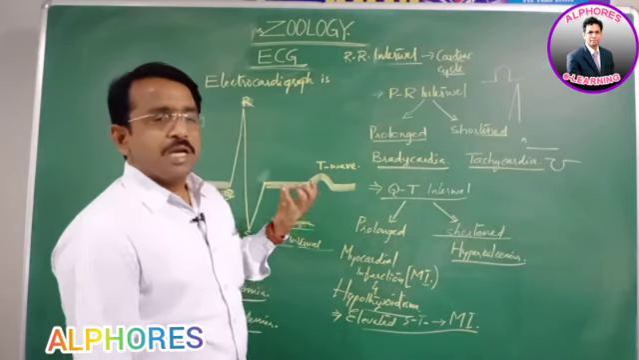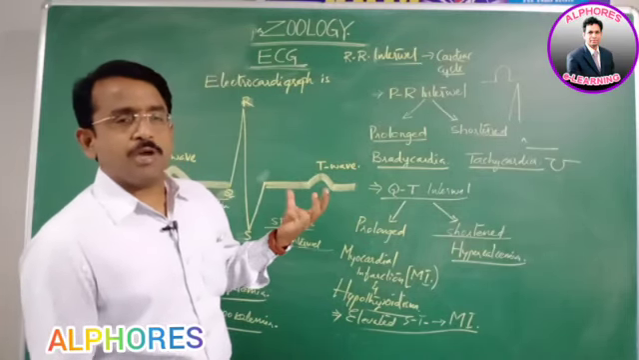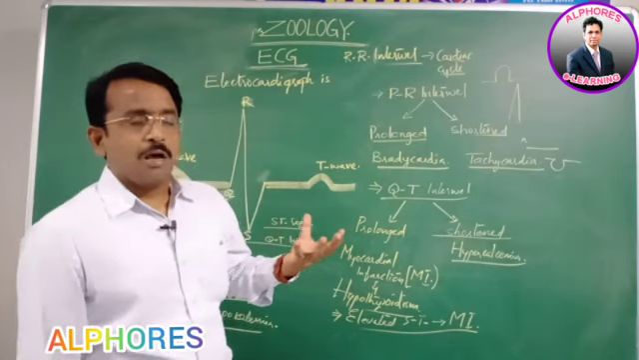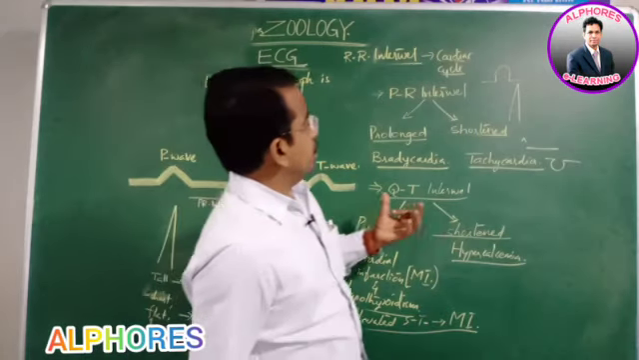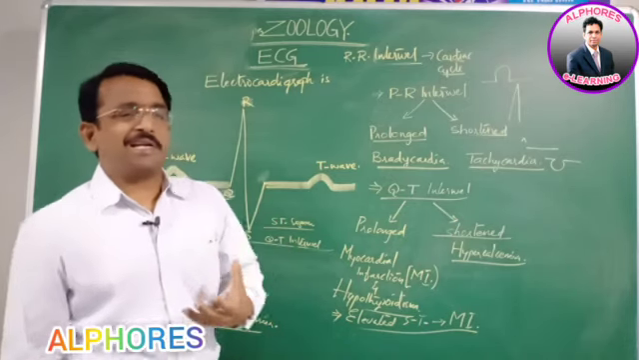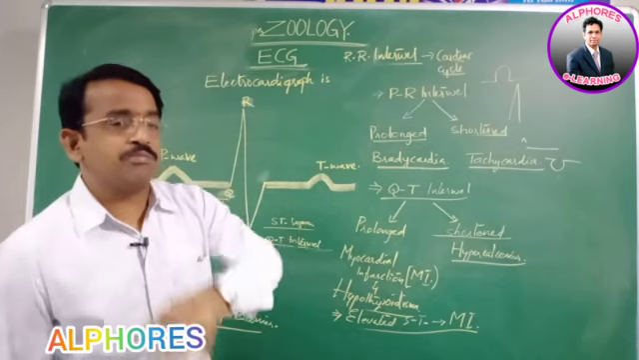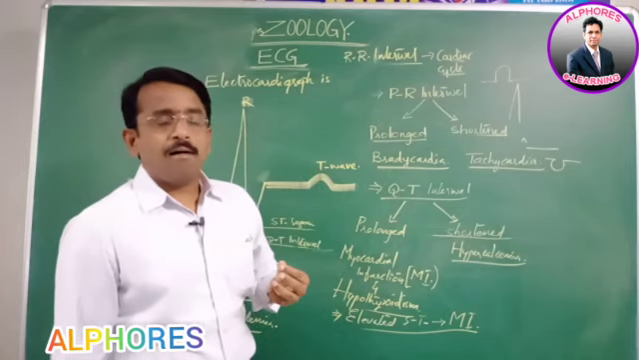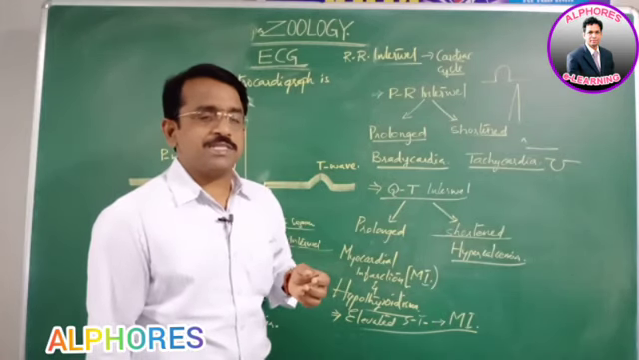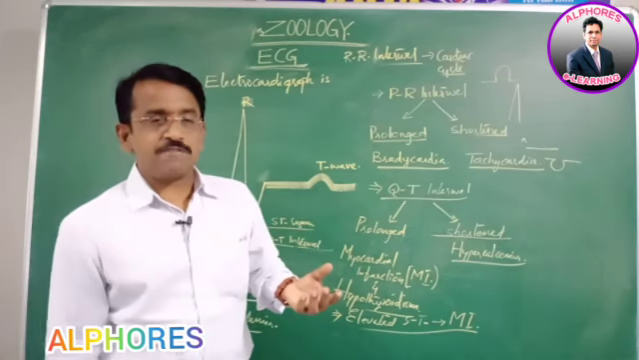This ECG includes the waves, intervals, segments and complexes: the P wave, Q wave, PQRST. These letters are arbitrarily taken terms, but they do not signify any meaning or function.